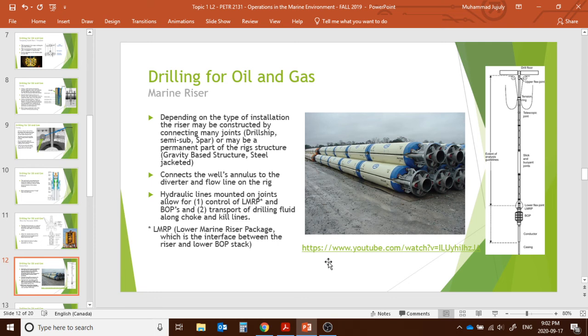Marine risers. The marine risers are basically a type of pipeline. Depending on the type of installation, the riser may be constructed from many joints, like on drill ships. The riser's job is to connect the annulus to the diverter and the flow line of the rig. There is a video of marine risers. Watch the video; it will give you a better understanding of what marine risers usually do.